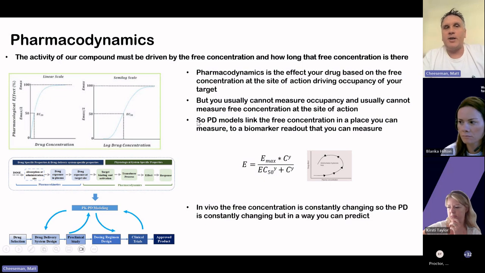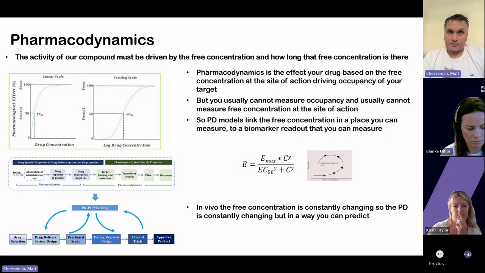Now, life would be a lot easier if we could just find out what the free concentration was at the site of action, but almost inevitably we cannot sample there because it's normally just too invasive. So we measure the free concentration elsewhere. We apply this together within our PD model to see how that free concentration will drive an effect.